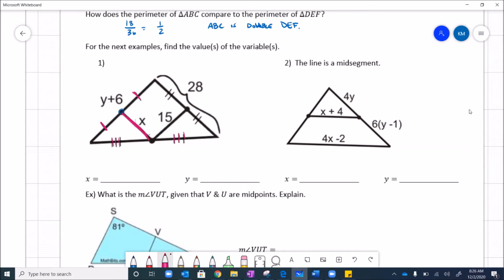So X then should be half of the side it's parallel to. What side is it parallel to? The length of the side it's parallel to is 28. So X equals 28 over 2, or 14.